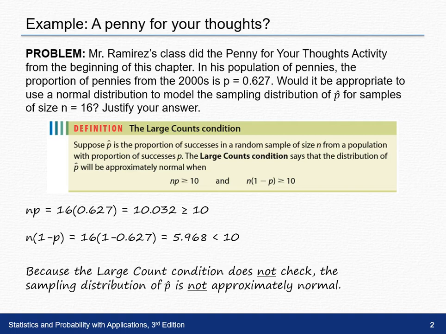If you'd like more practice with the shape of the sampling distribution of p hat, you can try exercise 5.